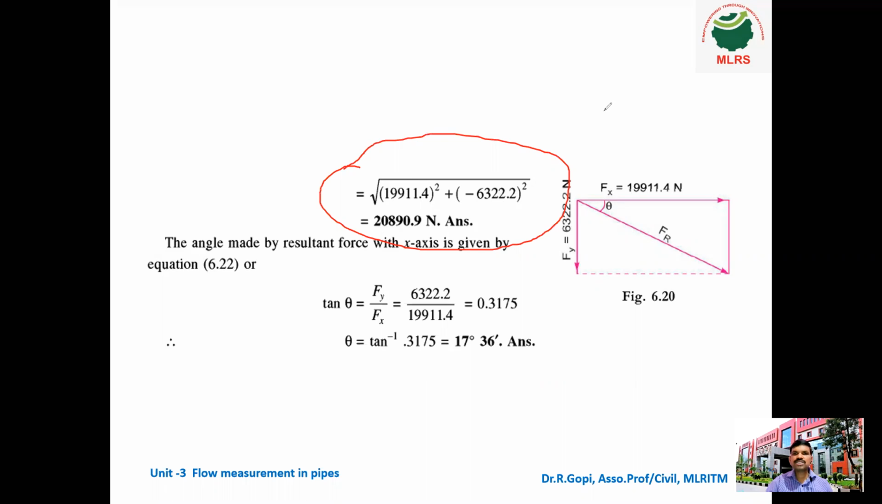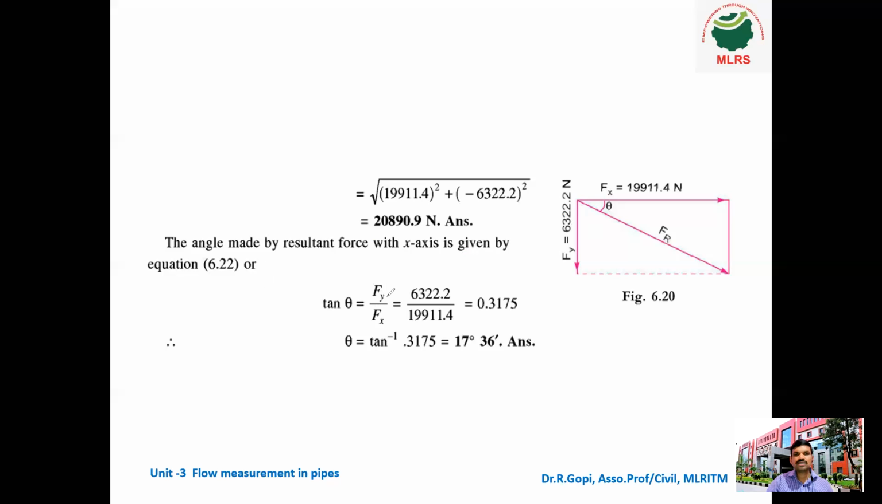So you can see in this picture. This is Fx in horizontal direction, positive direction, and Fy we got in minus direction. That means downward direction. And this is the Fr, the resultant force. Now we have to calculate the theta value from the horizontal. How much angle of direction is the resultant force acting at? So we know the angle made by the resultant force with the x-axis. Please note that it is not from the y-axis, it is from the x-axis, and it is given by equation 6.22.